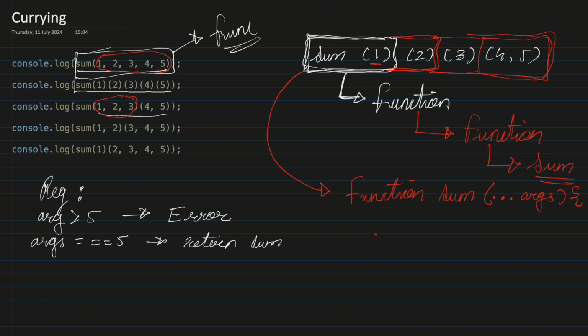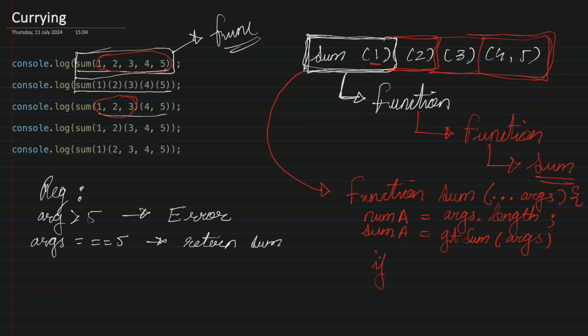Now when do we have to throw the error? When the number of arguments is greater than 5. How will we know the number of arguments? Let's say we have numArgs, which is equal to args.length. Fine. And how do we calculate the sum of the arguments? Let's assume we have a function getSum. This will give us the sum of the arguments. This is also fine.